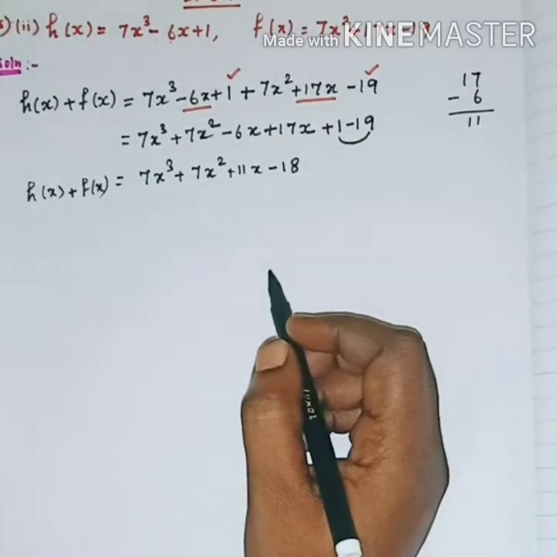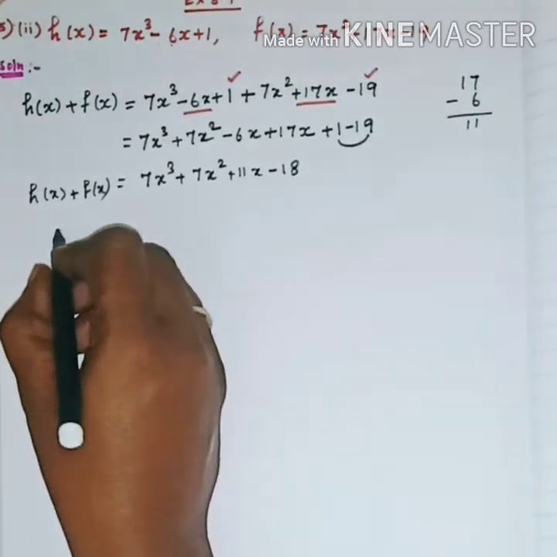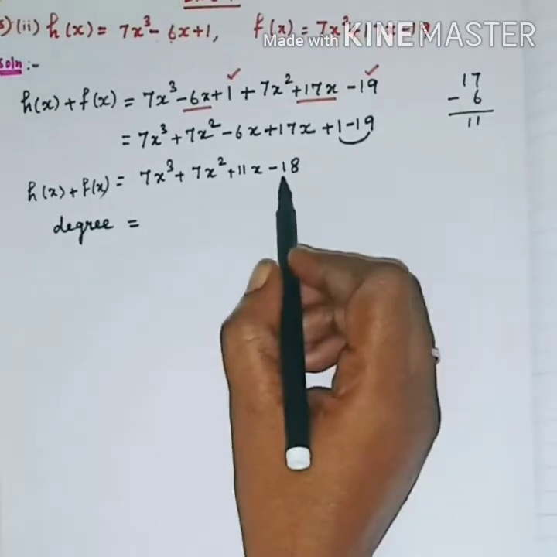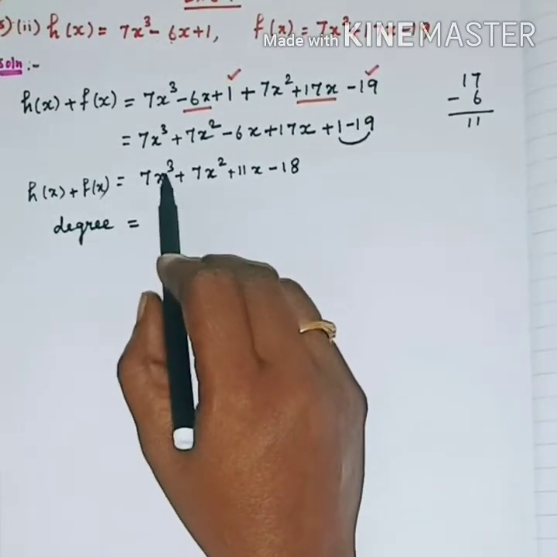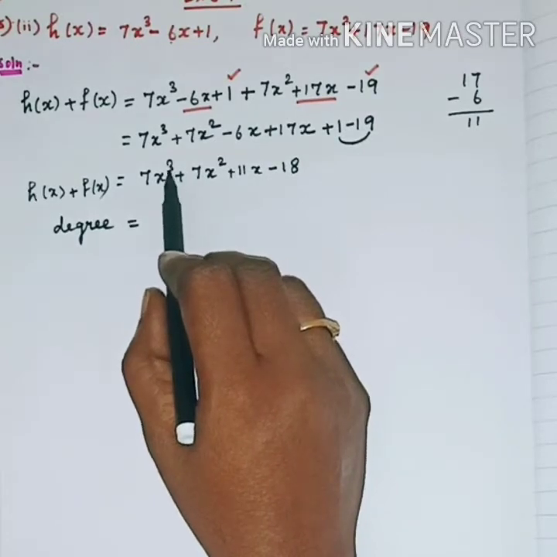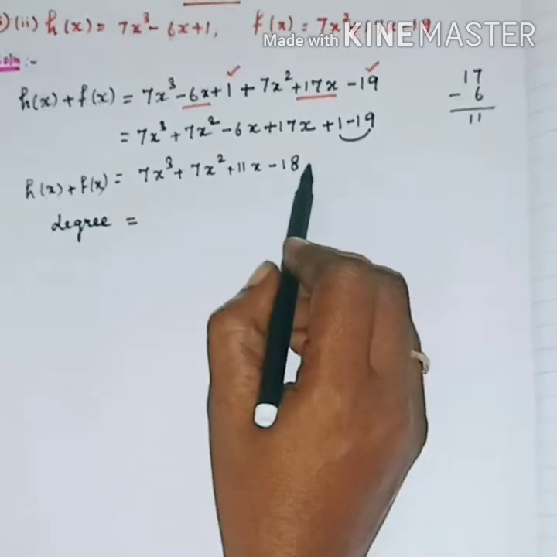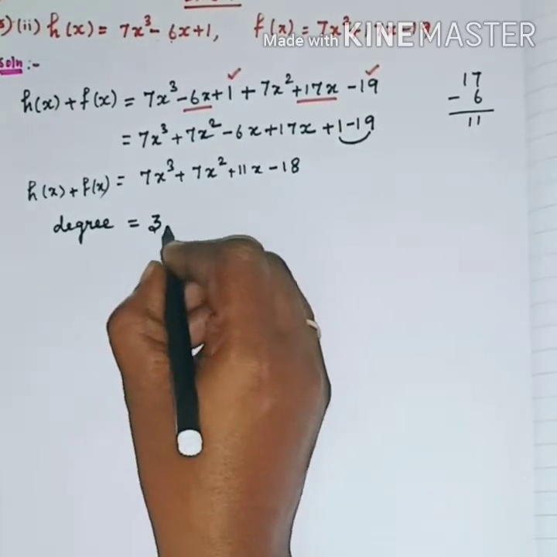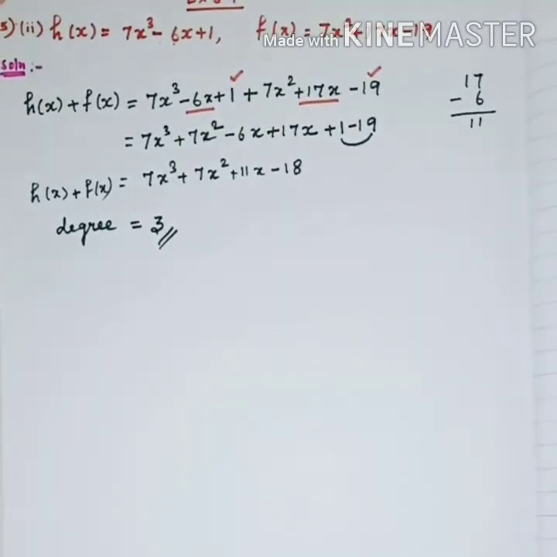Now we have to find the degree of the resultant polynomial. So degree of the resultant polynomial is, degree is nothing but the highest power of the variable, which is the highest or largest power. Largest power is 3 in this expression, isn't it? So degree of this expression is equal to 3. So this is the answer for this sum.